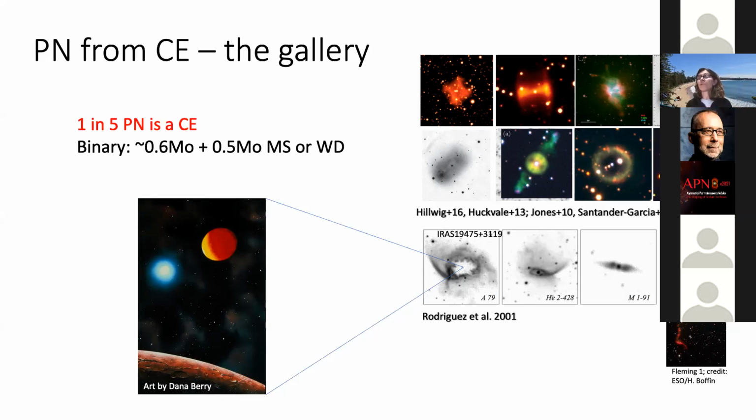The nebula around are not as homogeneous as one might have expected from such a defined interaction, such as a common envelope. There's quite a lot of diversity. There's a lot of bipolarity. There's a lot of jets and collimations. And as you can see in the small little gallery, there's a lot of diversity.